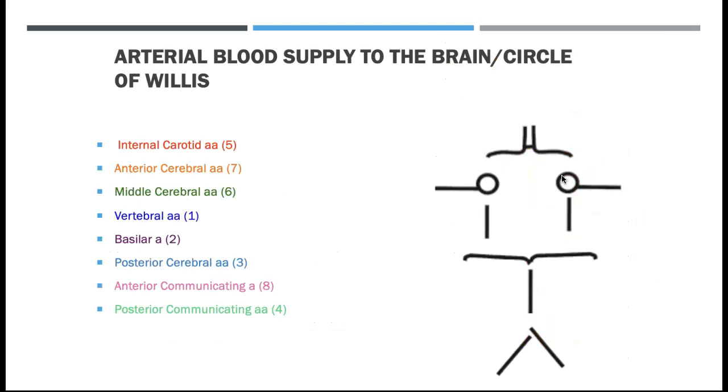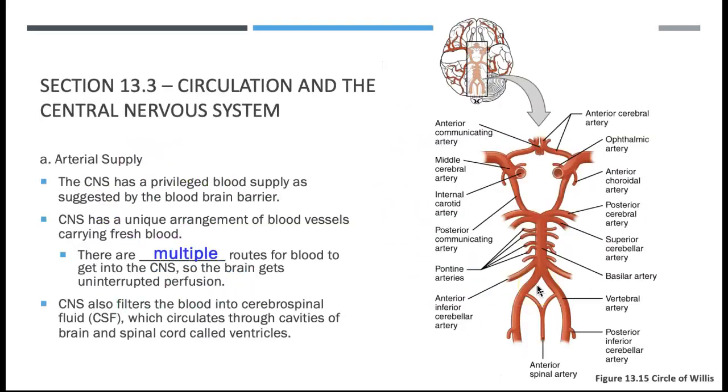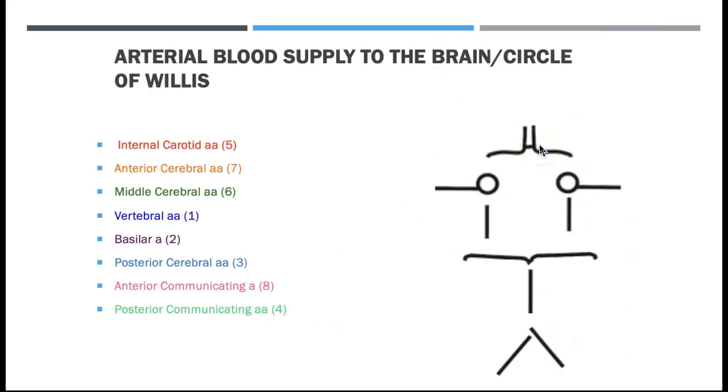So first, let's take a look at the circle of Willis. This image over here is supposed to give a visualization of the circle of Willis, or we could also call this the arterial blood supply to the brain, or the cerebral arterial supply, or cerebral arterial circle. Lots of different names for this.